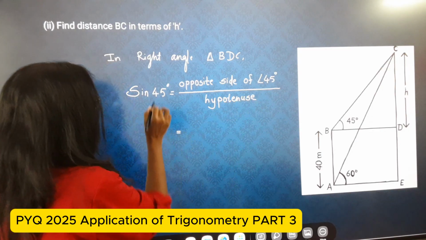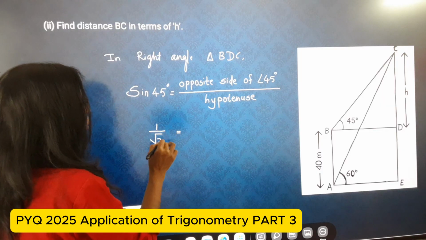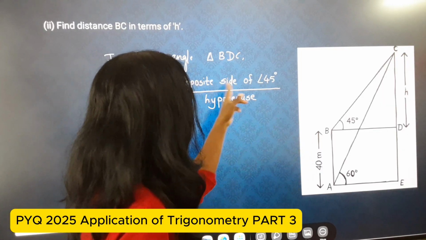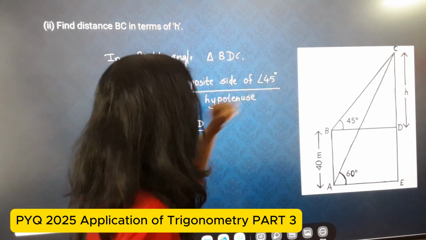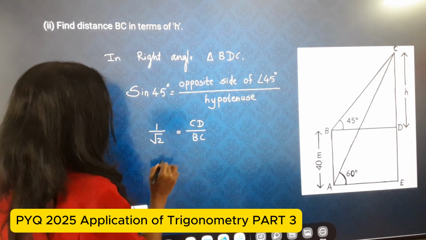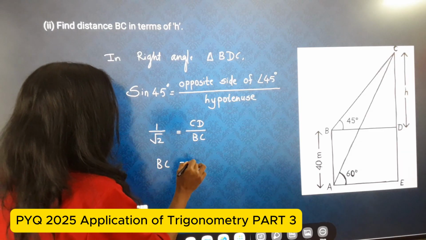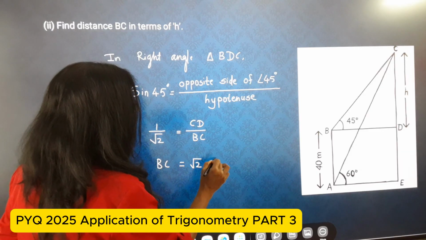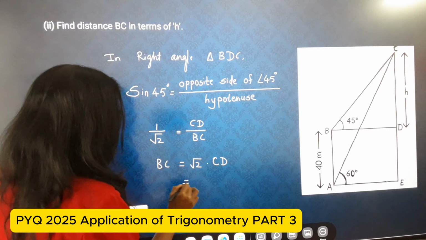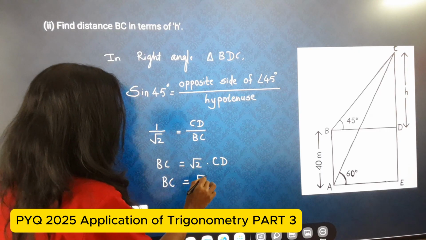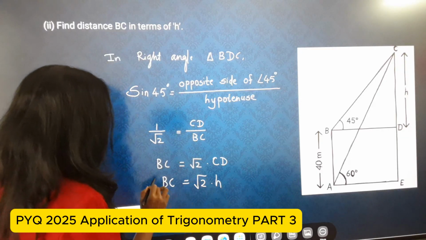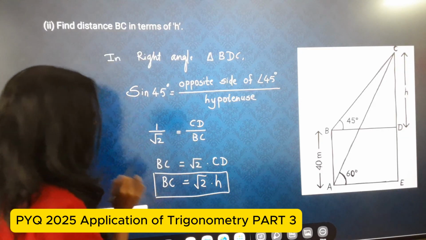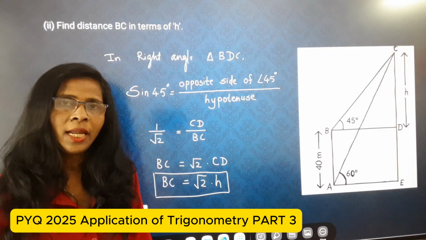So here now, students, sin 45 is equal to 1 upon root 2. The opposite side of angle 45 is CD and the hypotenuse is BC. So here, students, cross multiplying, BC is equal to root 2 multiplied by CD. CD means the H. So BC is root 2 H.